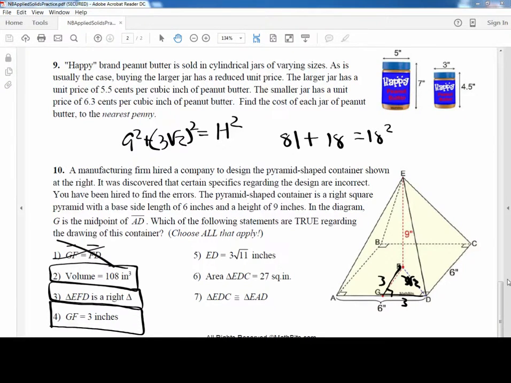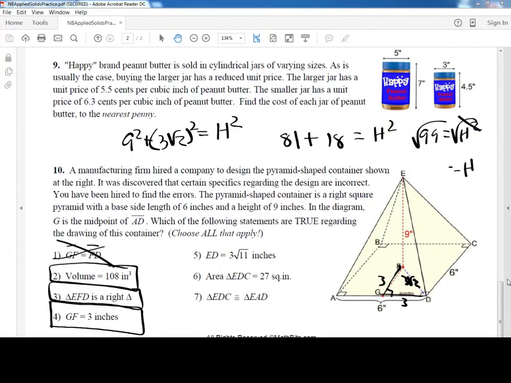Oh, that's funny. So what's 81 plus 18? 99. Why did I say 18 squared? So 99 equals h squared. Square root both sides. H is the square root of 99.